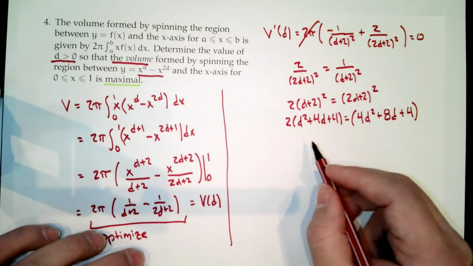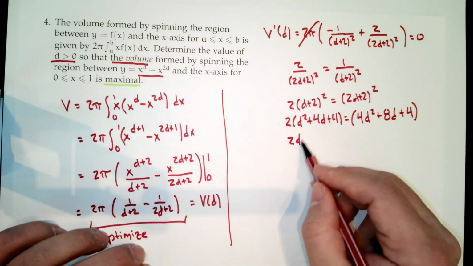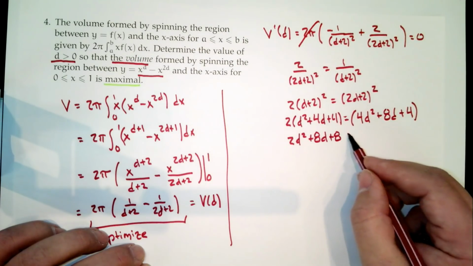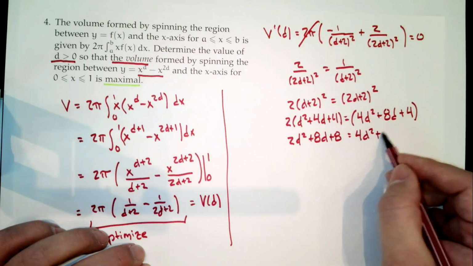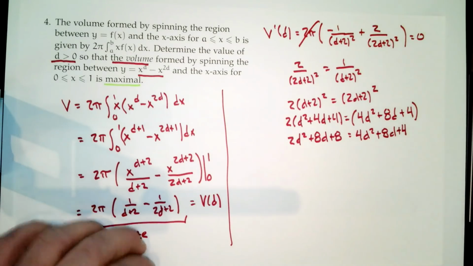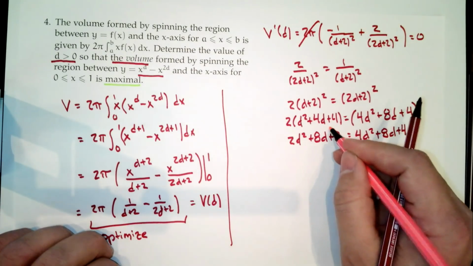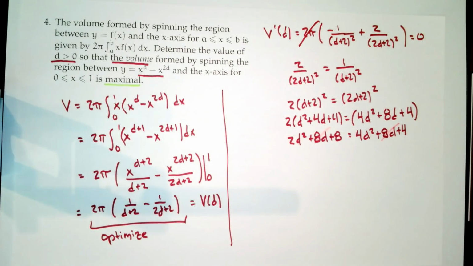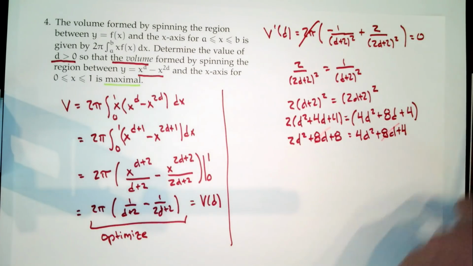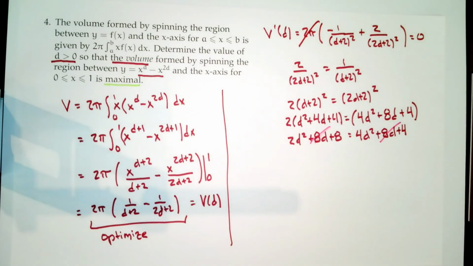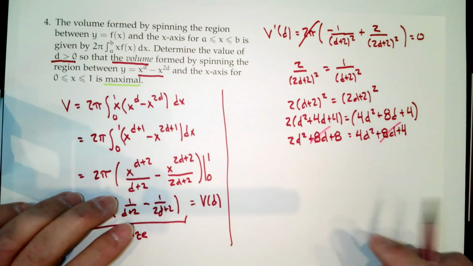Okay, so we'll expand: 2d squared plus 8d plus 8 equals 4d squared plus 8d plus 4. And now we're like, aha, this is very convenient. The 8d's are going to cancel out. Well, of course, that's very faint, so you can't see it, but imagine that I had picked a pen that was darker so that they canceled. There you go. And now we've moved stuff around.